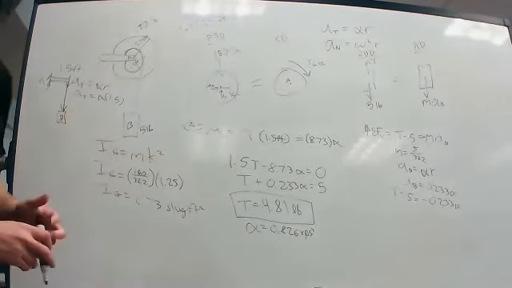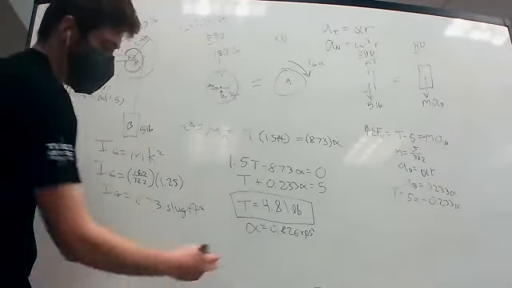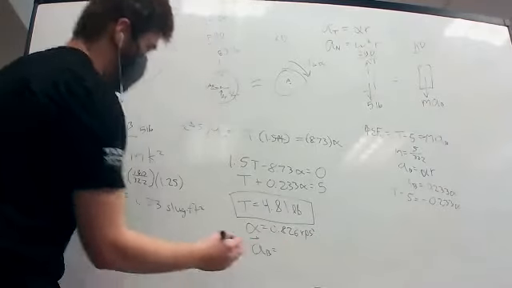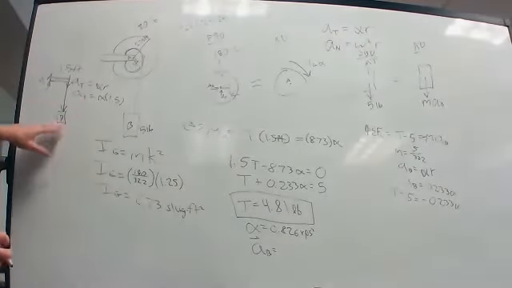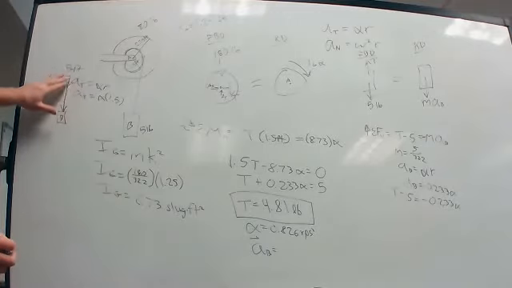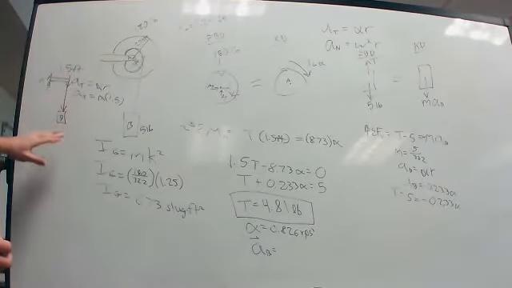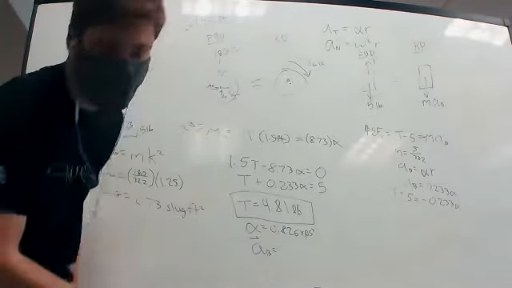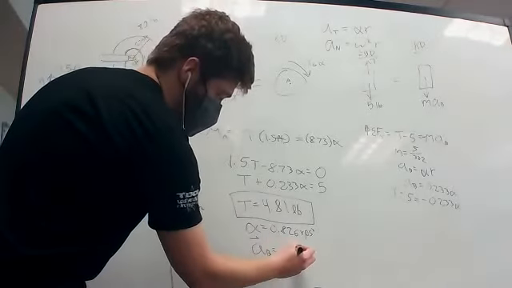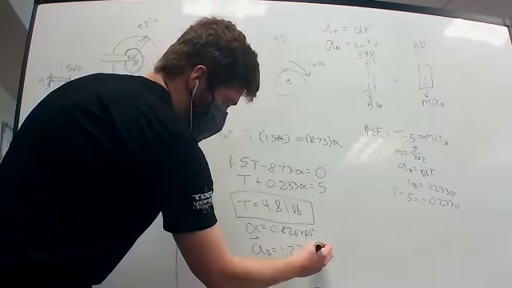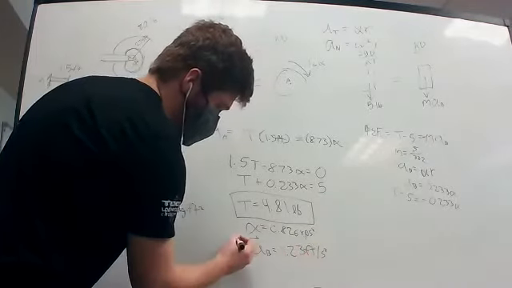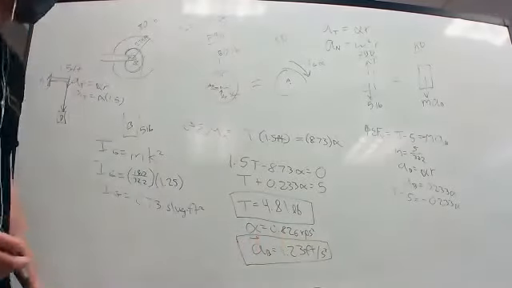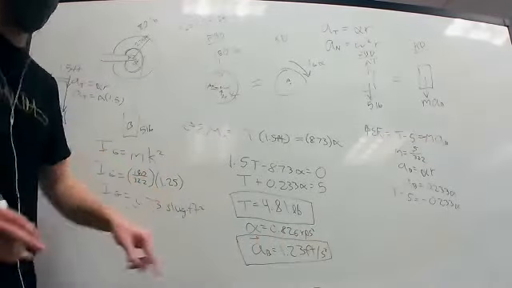So then you could take alpha back over to here, where we have AT equals alpha times 1.5. And we can then say that AB from here, because AB is going to be the same as AT on this problem, because this is one continuous cable. So AB here is going to be 1.23 feet per second squared. And these are the answers that we were looking for.